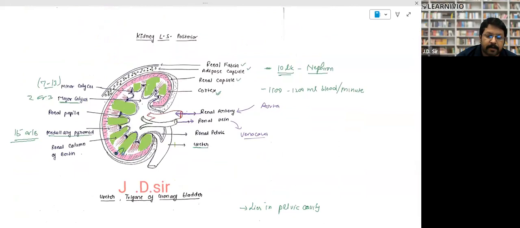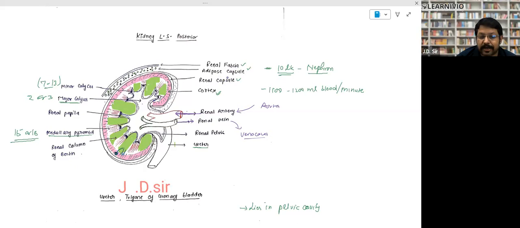lateral section of the kidney. So, the LS of the kidney, if we see it, you will see there is an outermost layer called the renal fascia, then the adipose capsule, and then the renal capsule. So there are three protective coverings: renal fascia, adipose capsule, and renal capsule. They protect the kidney from external injury and external jerks.